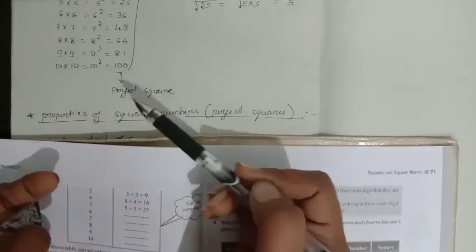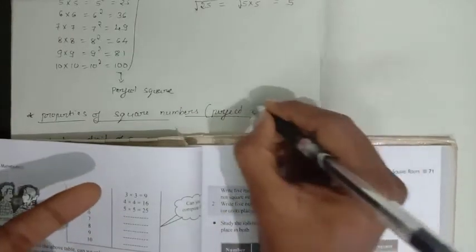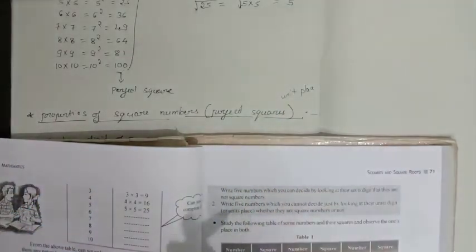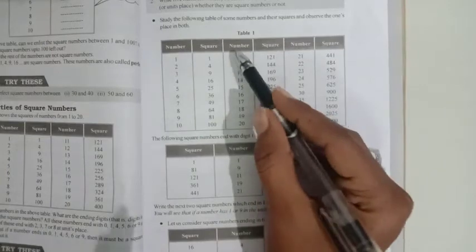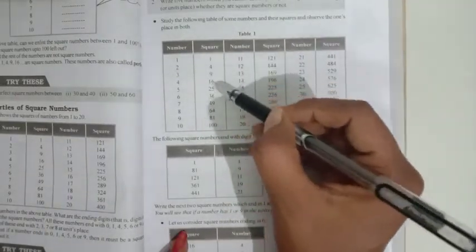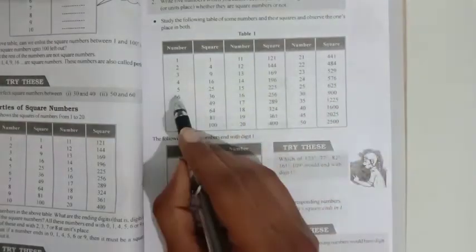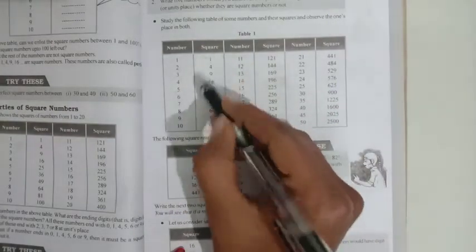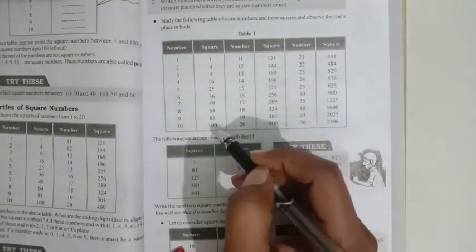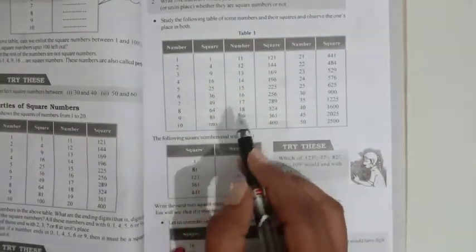So which property does it follow? It is on the basis of the unit place. On the basis of the unit place, we are defining some of the properties. For that, the first thing you have to do is observe the square terms, that is the perfect square terms: 1, 4, 9, 16, 25, 36. These are the squares of some numbers, and there you have to observe the unit place.